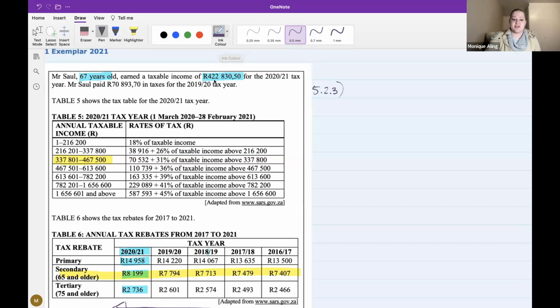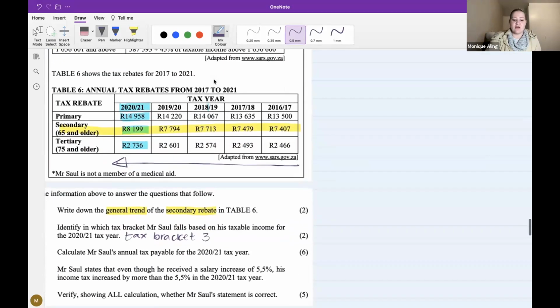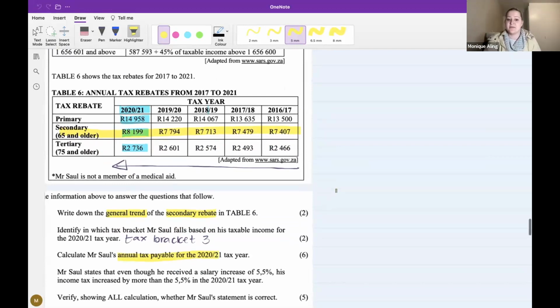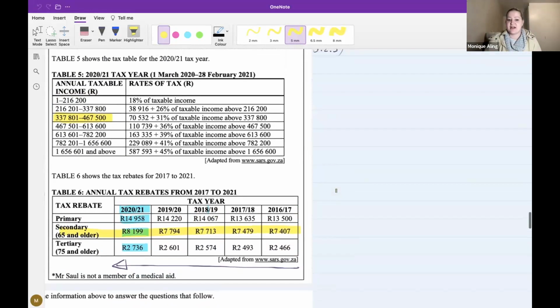Sure. So we are calculating Mr. Saul's annual tax payable. I'm going to highlight over here. So working out his tax amount for the year. Remember, we need to look at our tax bracket, work that out, minus rebates, and then we get our answer. Does that help? Yes, ma'am. Okay, perfect. Thank you.